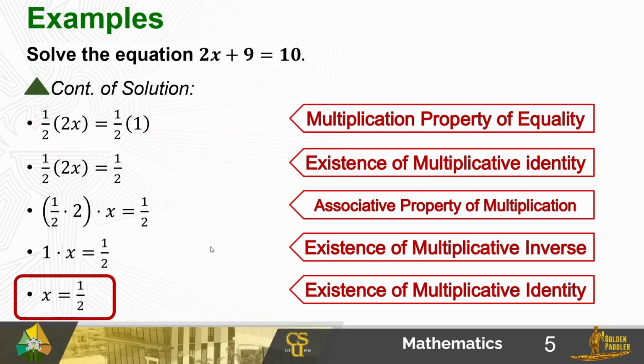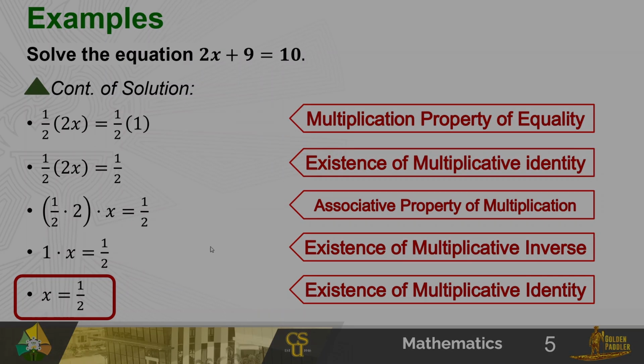So, to summarize, the axioms of equality include the reflexive property, symmetric property, and transitive property. These properties provide the basis for manipulating and understanding equations and mathematical proofs.